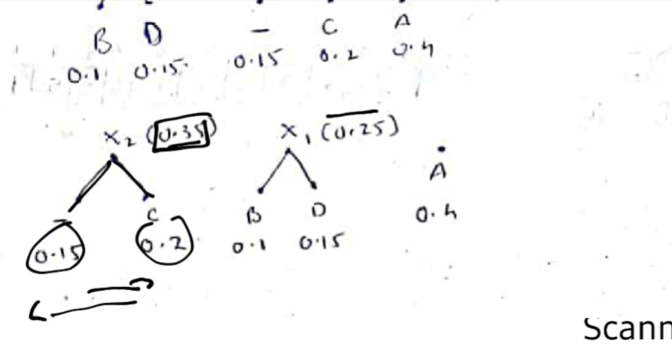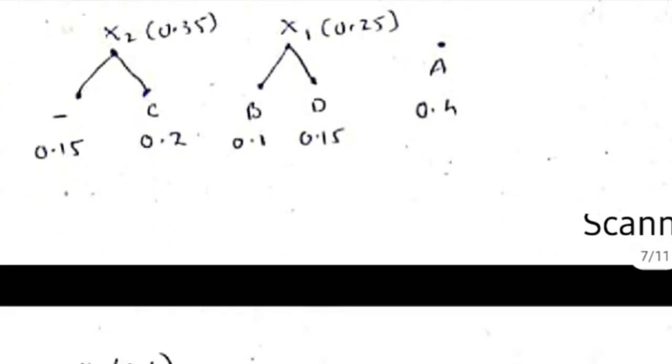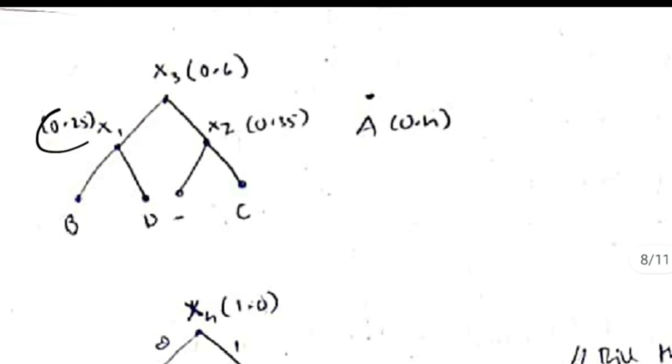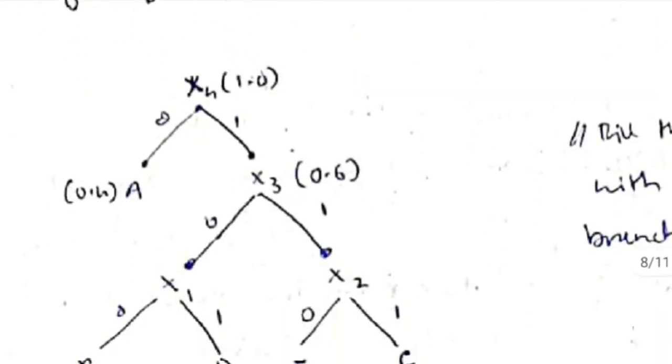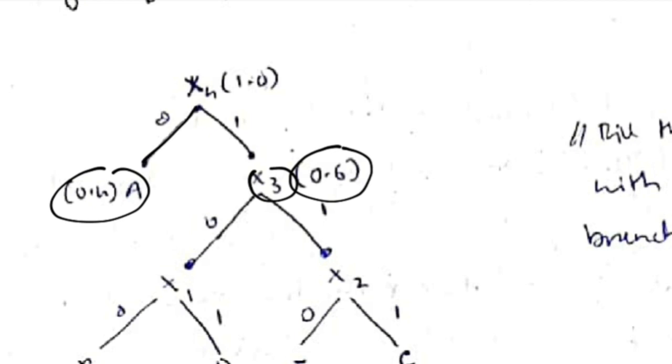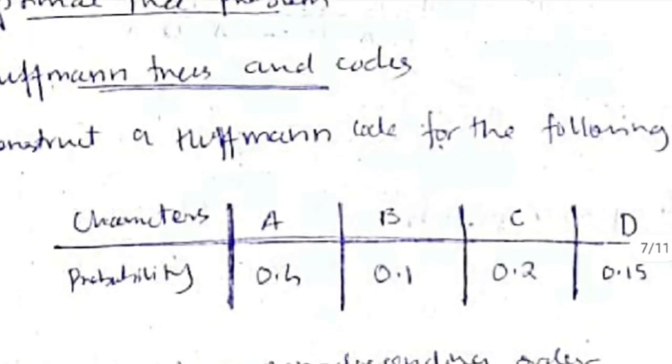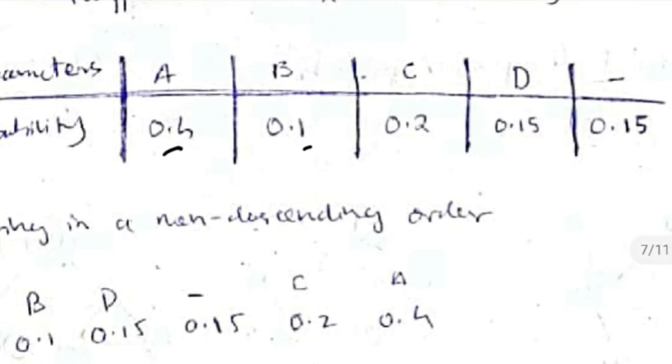Then we have here 0.25 from the previous one and A, which is 0.4, which are the least 2, this one and this one, right? So place 0.25 first and 0.35 second and add these values, you will get 0.6 and 0.4 here. A is least, so place A at the left and 0.6, which is x3, at the right. Then add these values, finally you have to get 1, because the sum of the probabilities will always be 1.